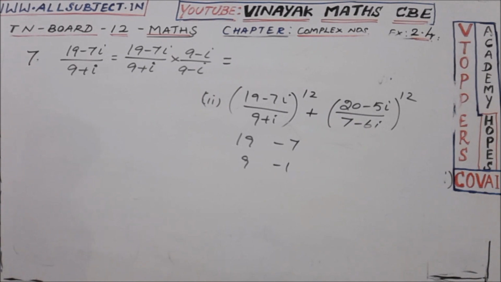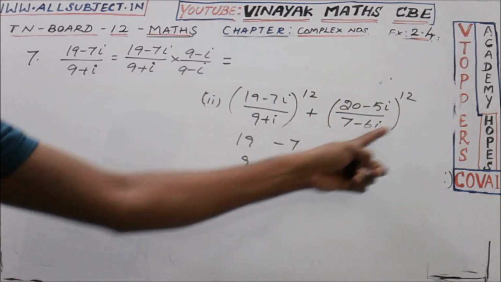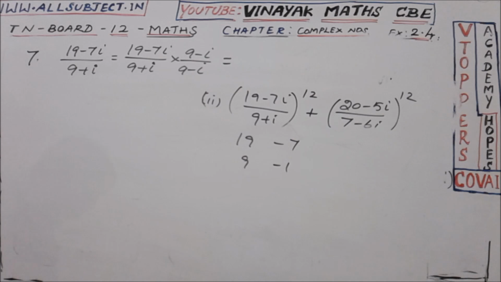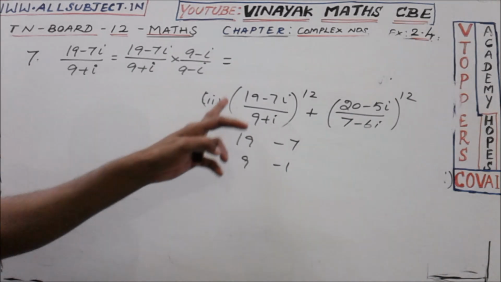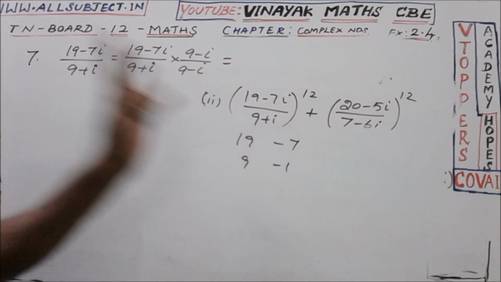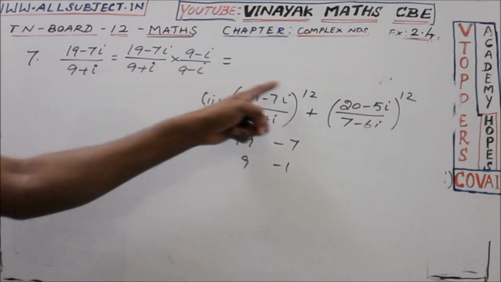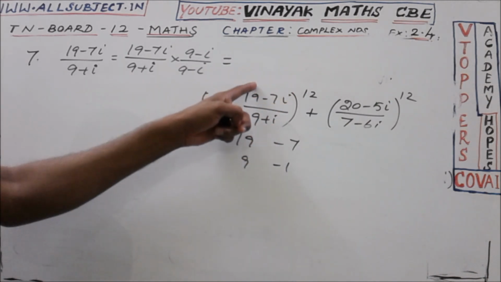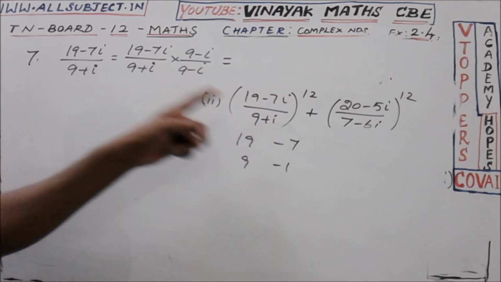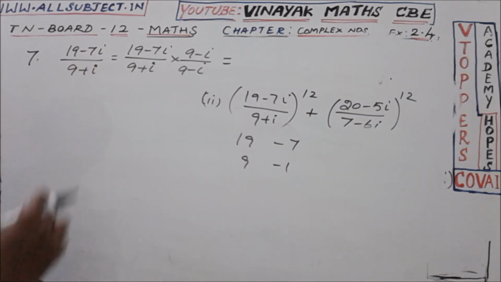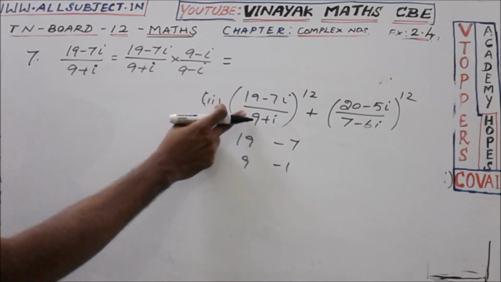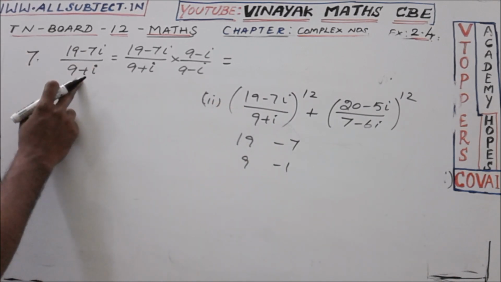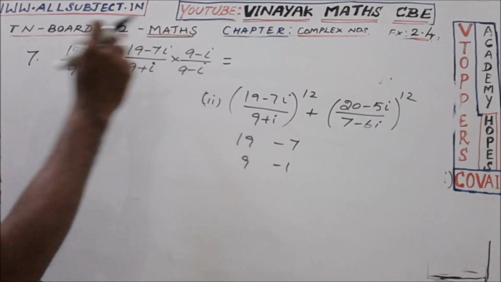For the second case, we should show that this result is purely real, it is a real number. So we should show that this given number is real. For that, I am taking the number inside, the fraction (19 minus 7i) by (9 plus i), and multiplying by its conjugate, (9 minus i) by (9 minus i). This is the given number inside the bracket. Now take this one and multiply by its conjugate (9 minus i) by (9 minus i).